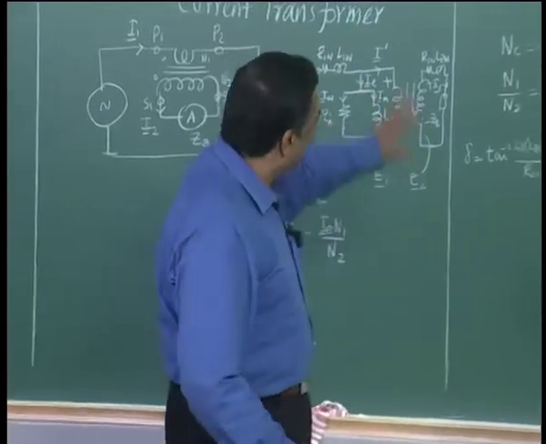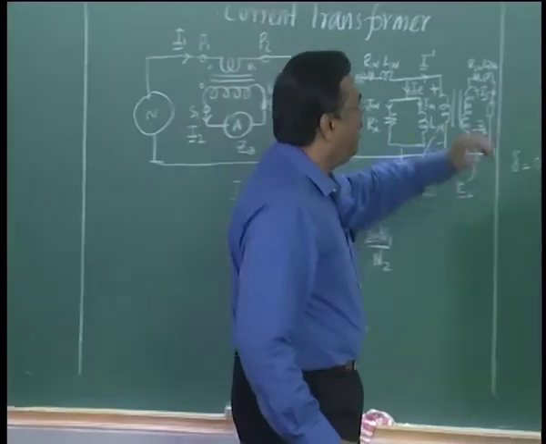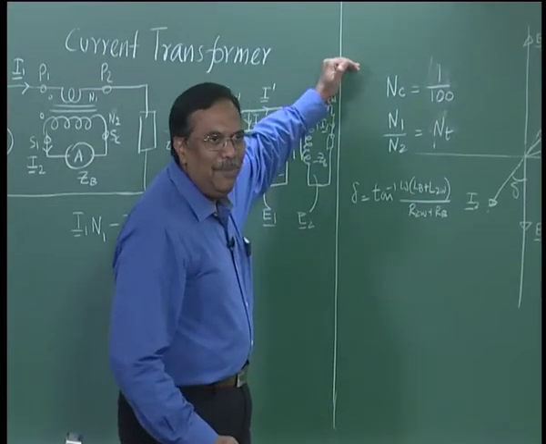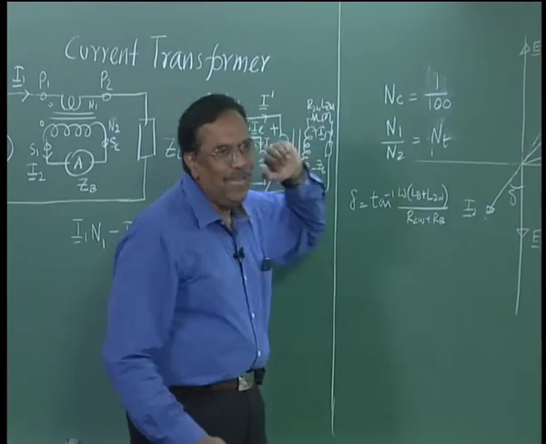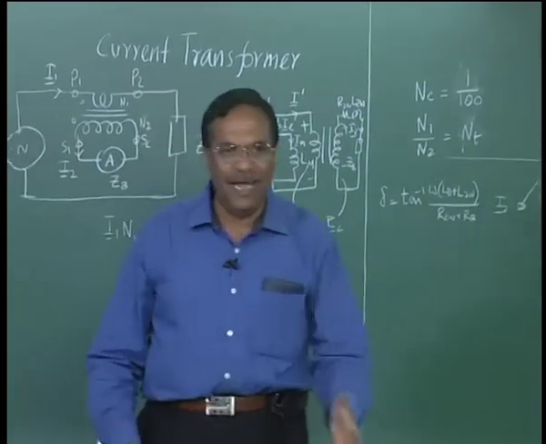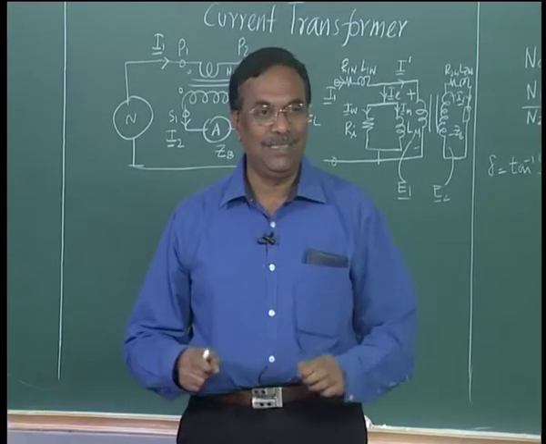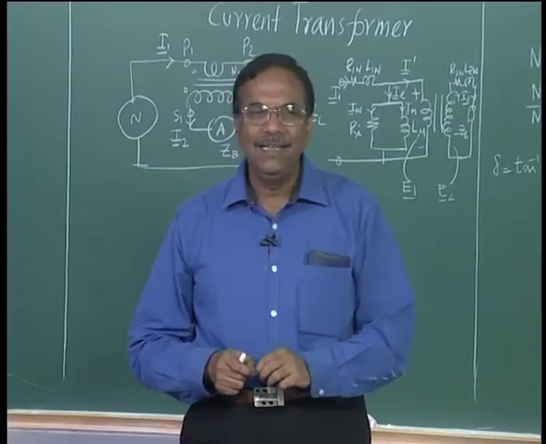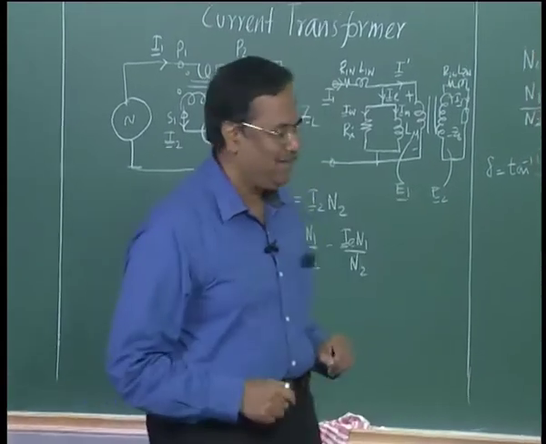Why? We will understand a little later, when we write the equations. It is very clear, this is the nominal ratio I expect on a current transformer. In general, I will make N1 by N2 equal to 1 by 100, but I am now proposing that I am not going to do it. I will keep it not equal to 1 by 100, but some other number. Let us see why.